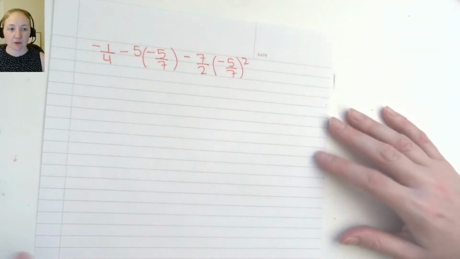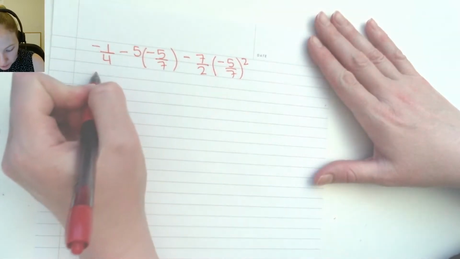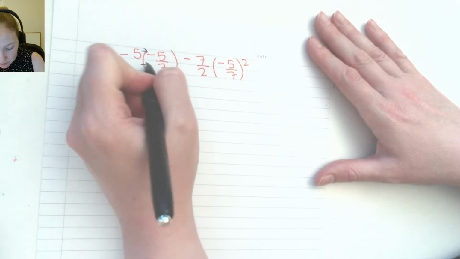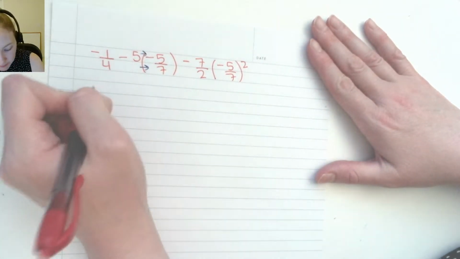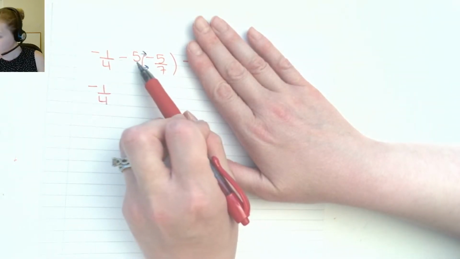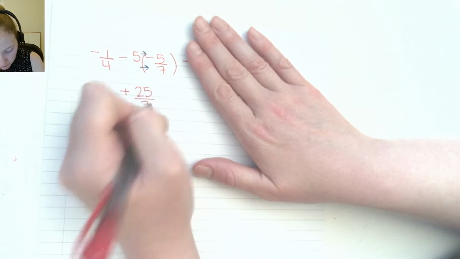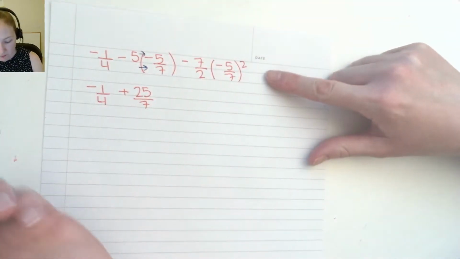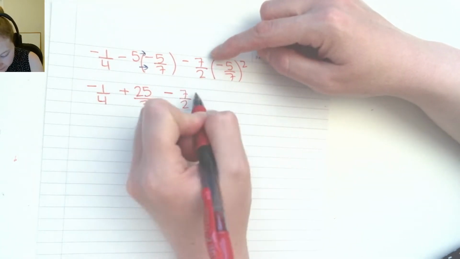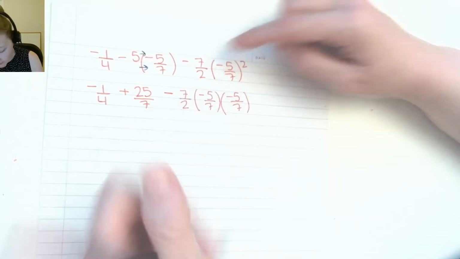Okay, so to do this without a calculator, you would notice you have three terms and you would deal with your parentheses first. Remember, with fractions, we multiply straight across. So what would happen is I would have -1/4. For the second fraction, I would be taking a -5 times -5 to get +25/7. And then for the third fraction, I would be taking -7/2 times -5/7 times -5/7.